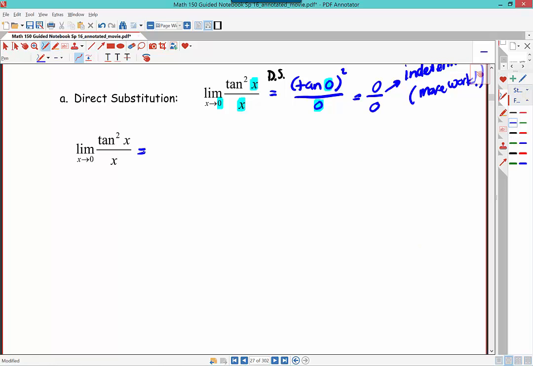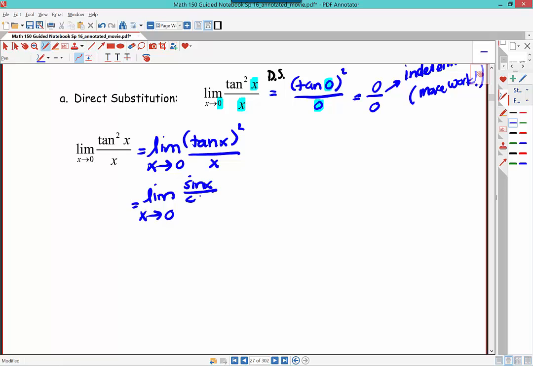Okay, so let's see what we have here. Recall that tangent at x, so I'm initially writing it like this. So the limit as x approaches 0 of tangent at x, the quantity squared, over x. This will give me the limit as x approaches 0 of sine at x over cosine at x over x. And that sine at x over cosine at x is squared using the quotient identity for tangent at x. With me so far? Awesome.